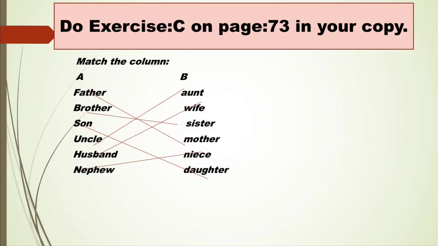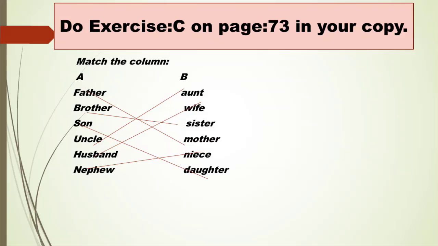It's an exercise related to the match the column in A and B. We have two columns A and B regarding this unit, the pigeon and the ant. You have to match it very clearly. The first one is father. The word father, you have to match it the mother. Okay, the second one is brother. Now we have to match it sister.